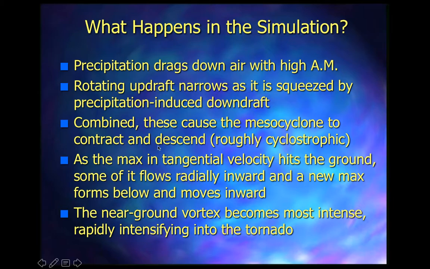So they cause the mesocyclone to contract and descend. And as the max tangential velocity hits the ground, some of it flows radially inward, and a new max forms below and moves inward. So it's not a perfect model, but essentially it shows how just this passive effect of dragging air down, conservation of angular momentum, causes this spin-up and this descent to the ground. So the near-ground vortex, as it says, becomes the most intense, rapidly intensifying into the tornado.